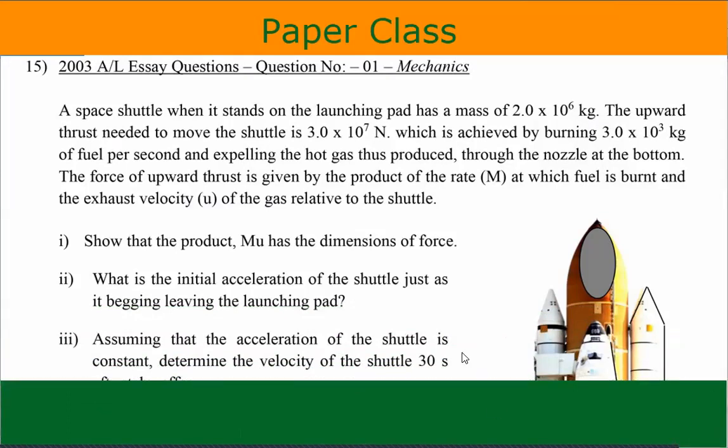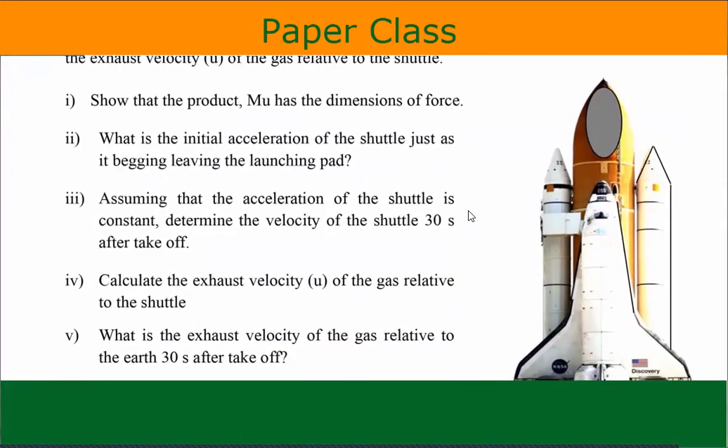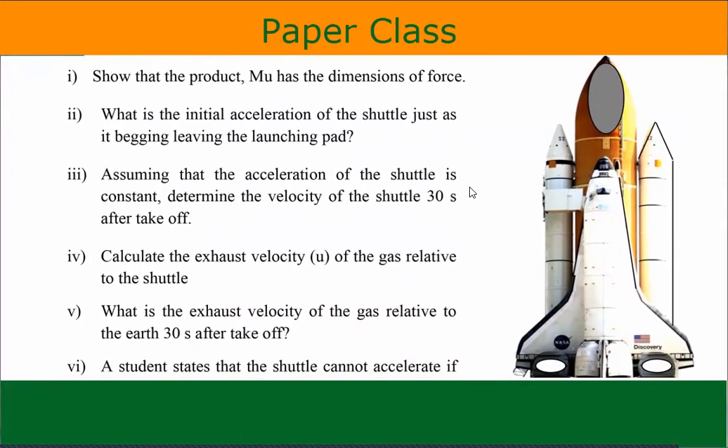So what is the next question there? Roman number 1 completed, Roman number 2 completed, Roman number 3. Assuming that the acceleration of the shuttle is constant, determine the velocity of the shuttle after 30 seconds.